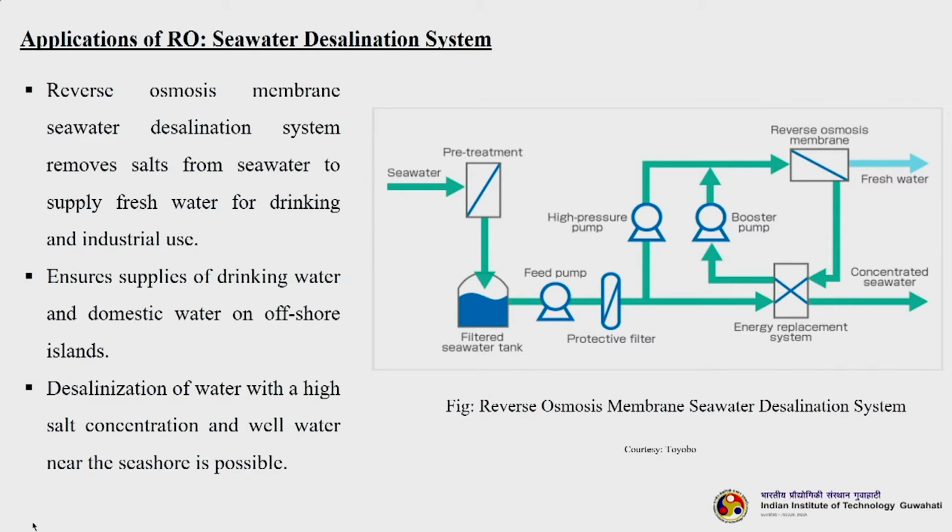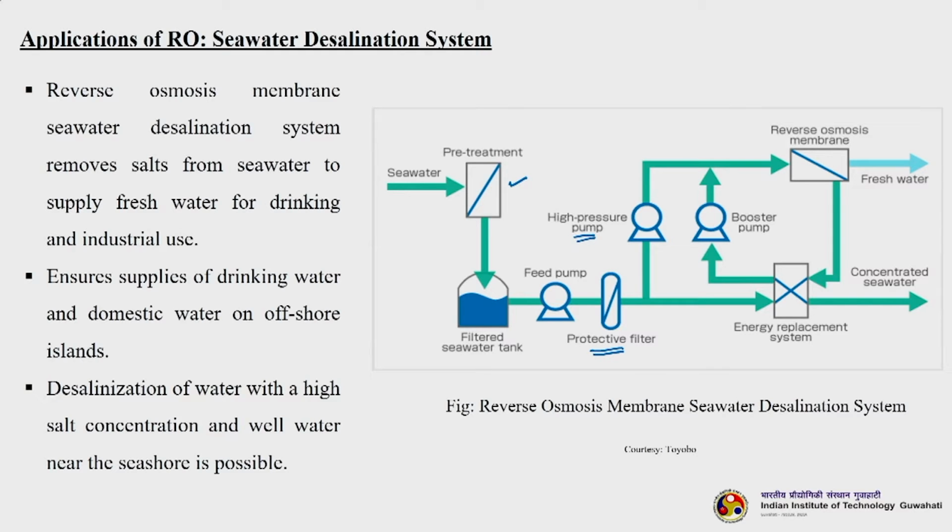You can see what is happening in this particular scheme. Seawater is coming in and some pre-treatment occurs here. This pre-treatment, as I told, usually removes suspended particulates, then it goes to a tank with the filtered seawater. Then you use a feed pump to pump it to the RO system. In between we have different types of protective filters to remove any suspended materials or large molecular weight compounds. Then you use another high pressure pump to feed it to the RO system.